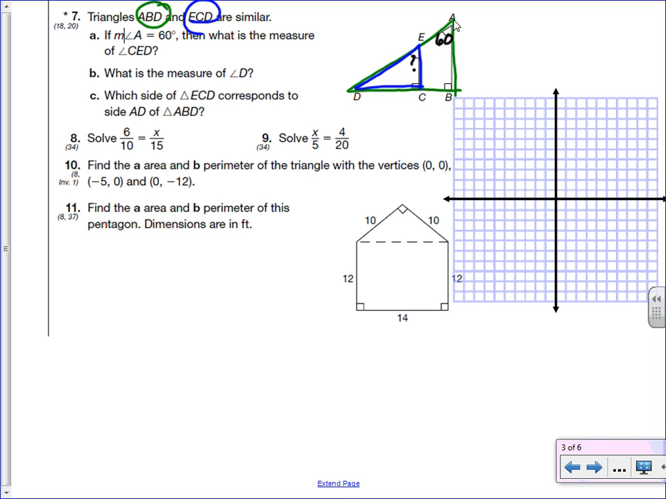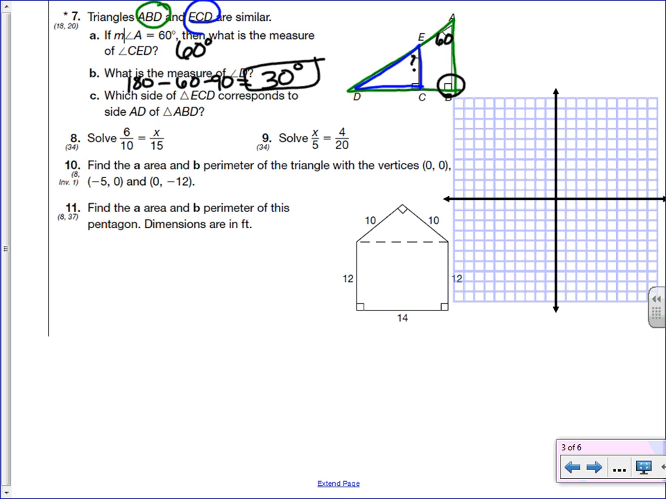Well, since those two are corresponding angles between similar triangles, they have to be equal. So they have to be the same, 60 degrees. What is the measure of angle D? Well, if I look at the big triangle, ABD, I have angle A is 60, angle B is 90. So 180 minus 60 minus 90 would give me 30.